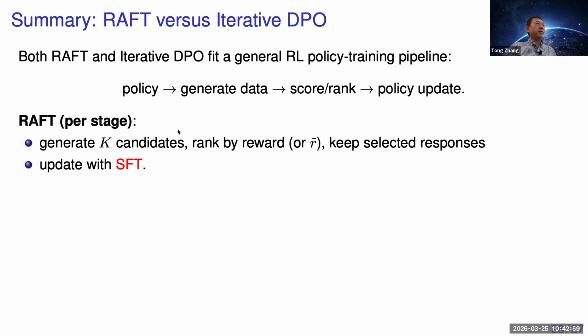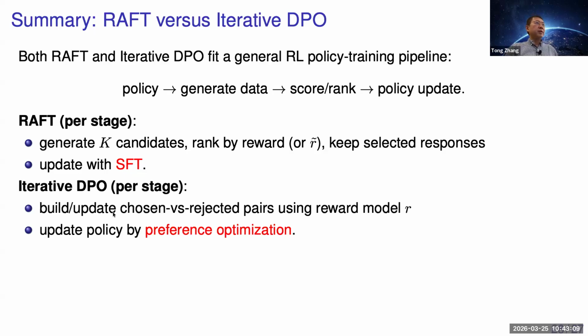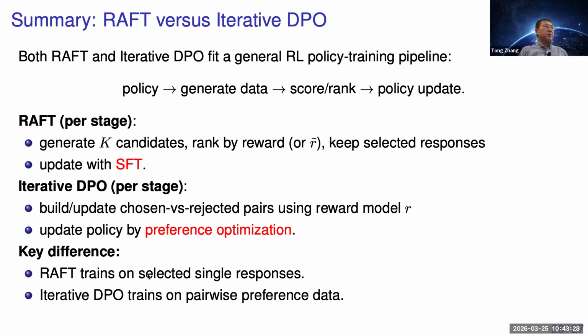RAFT per stage: K candidates are ranked and you keep the selected response, just the top one. Then you do SFT. So this is a key difference between these two procedures. While in iterative DPO, you form chosen versus rejected pairs using your reward model, and update with preference optimization instead of SFT. So this is a key difference. Otherwise, they all fall into this RL framework. One trains on a single selected response, the other on pair preference data. So that's essentially the key difference.